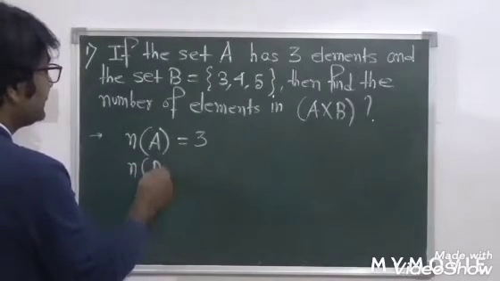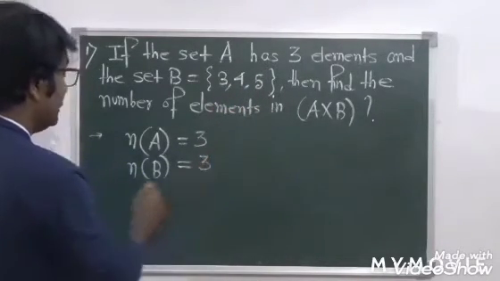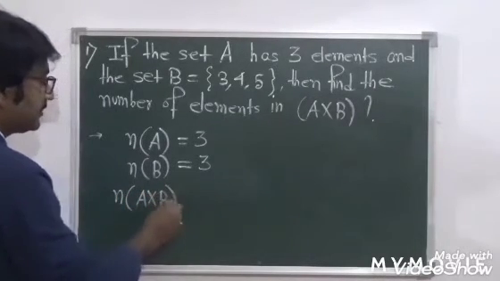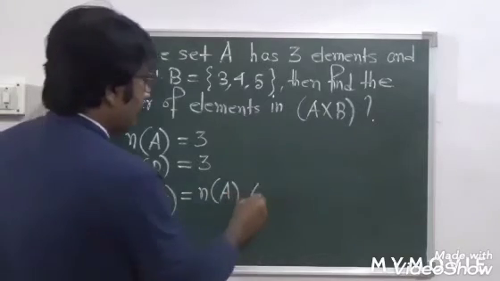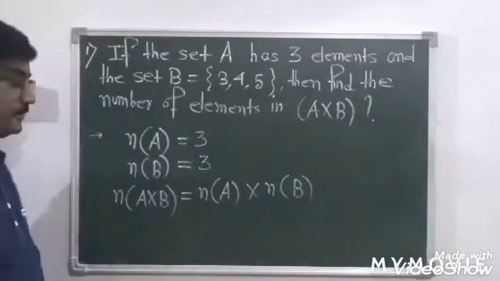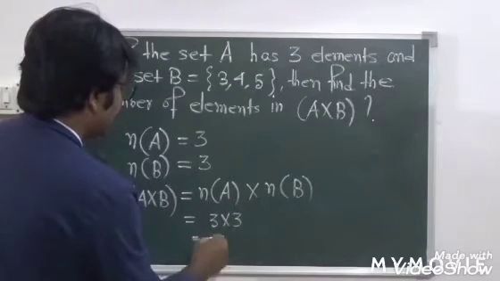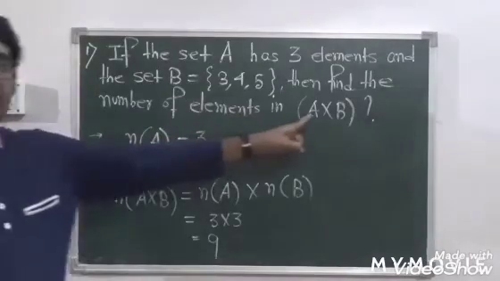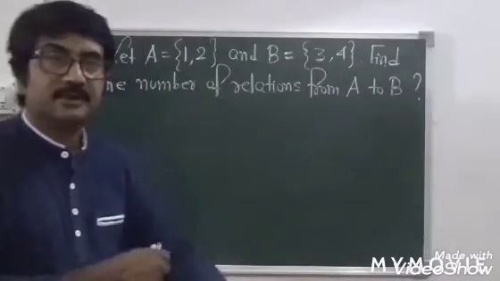Total number of elements in set B, you can count 1, 2, 3, that is 3. So the total number of elements in the Cartesian product A cross B is equal to the total number of elements of set A multiplied by the total number of elements in set B. So we have 3 cross 3, and that is equal to 9. So the total number of elements in A cross B is equal to 9.